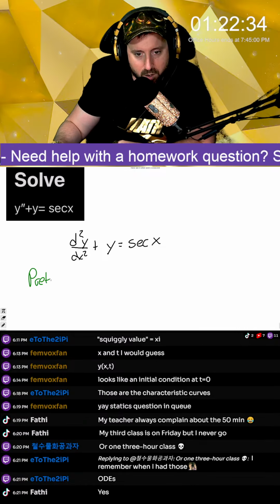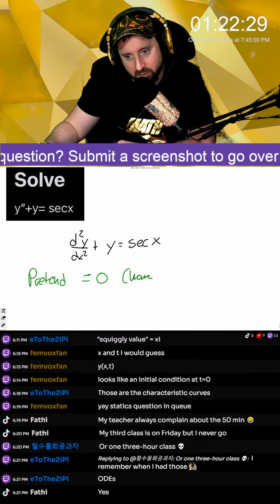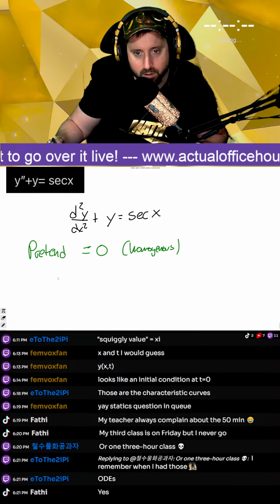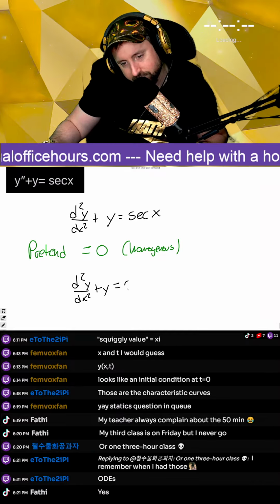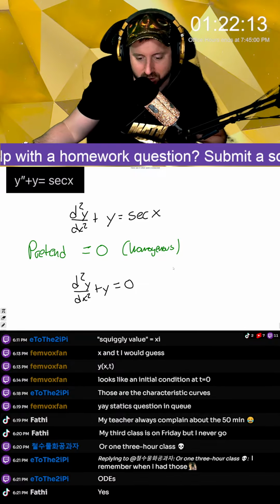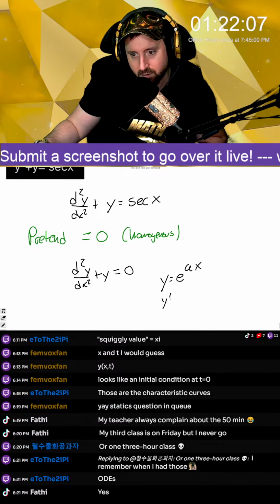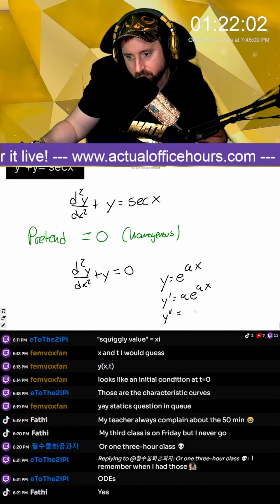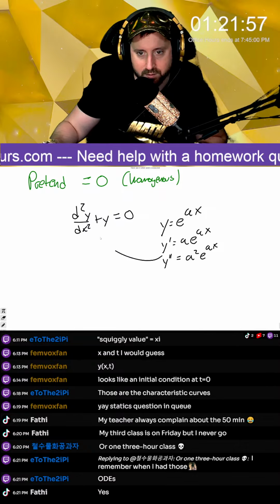So pretend it's homogeneous, so pretend it's equal to 0. This is called homogeneous. Then you have d squared y dx squared plus y is equal to 0. And for this, I think you can use the assumption that y is equal to e to the ax. So y prime would be equal to a e to the ax, and then y double prime would be equal to a squared e to the ax. And then you plug it in and see what we get.